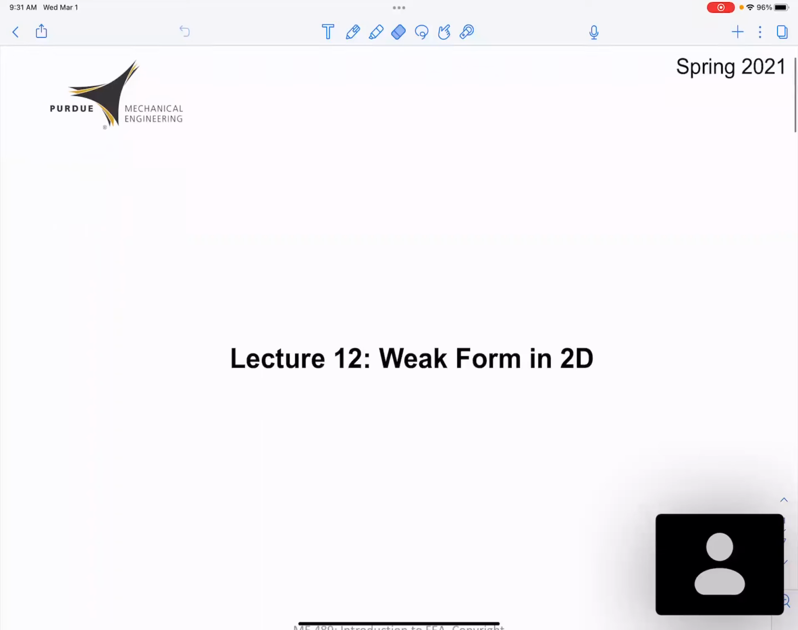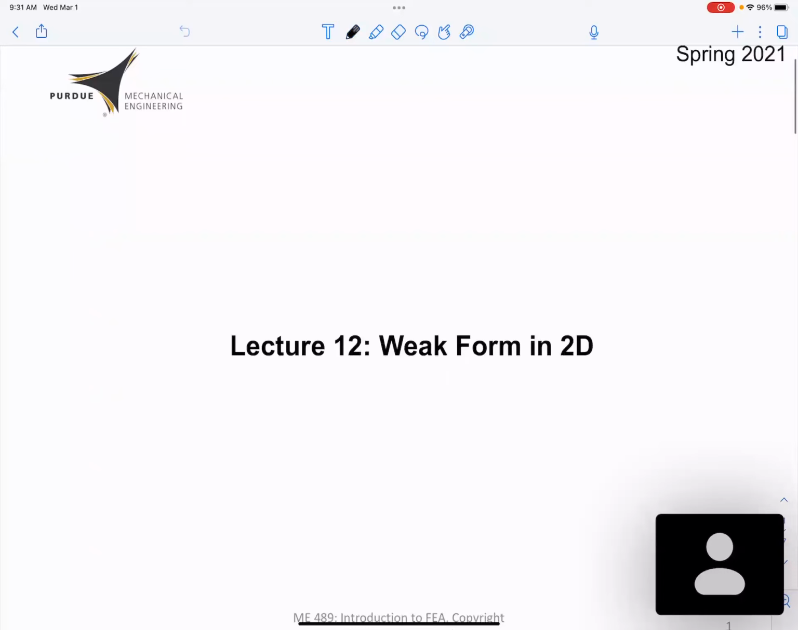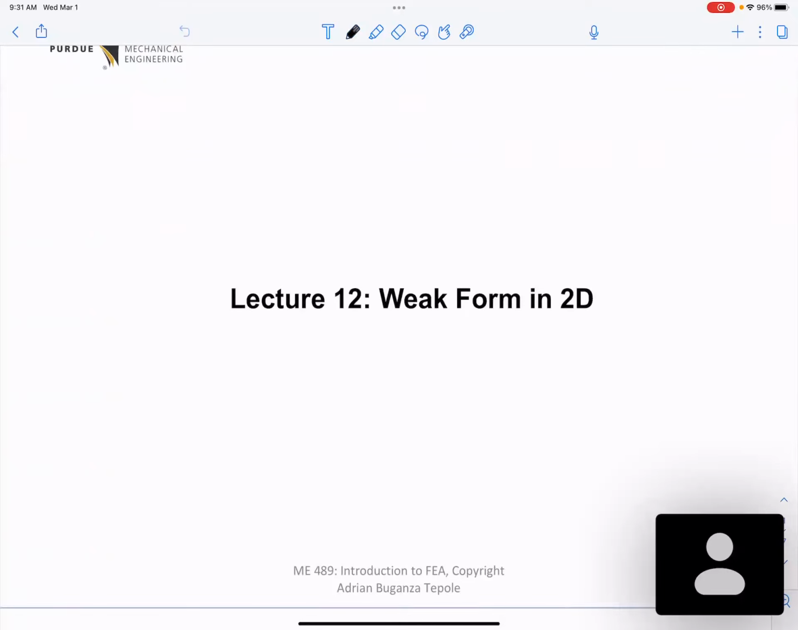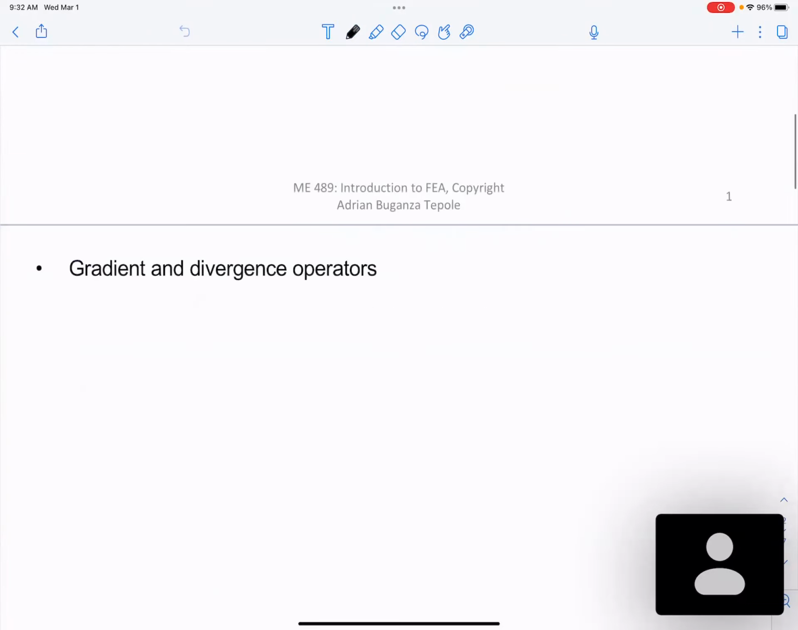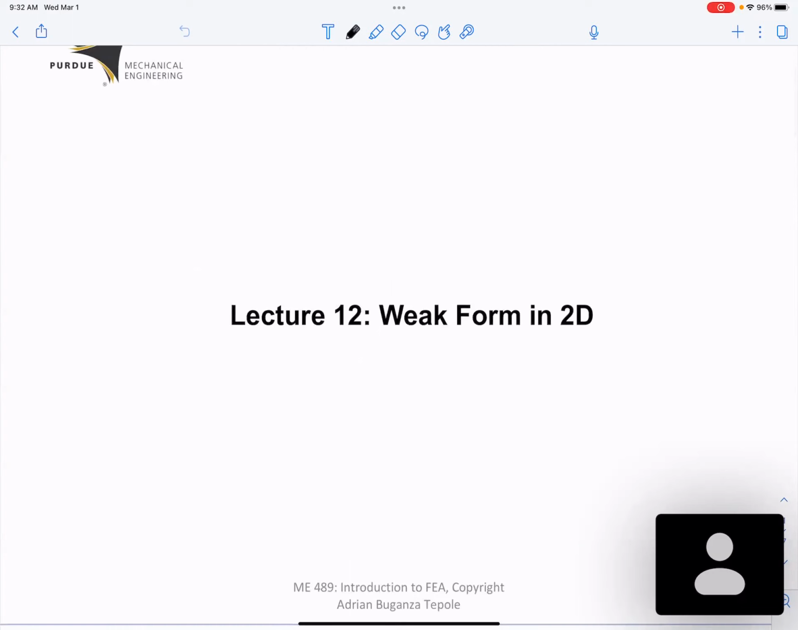All right, so let's go ahead and get started. New topic today. We're gonna do weak form in 2D. So a little bit of math very similar to what we did for 1D, but we need to recap a little bit on calculus, vector calculus, instead of single scalar or single variable calculus. This is just to give you a little bit of an idea of what we're going to do in this.